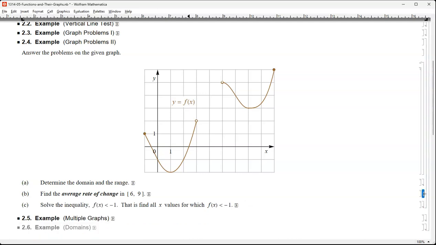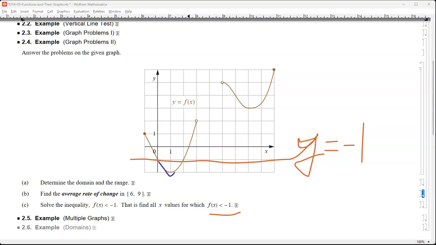Okay, solve the inequality f of x is less than -1. Find all x values in which f of x is less than -1. Y is -1, so where is that line? So y equals -1 is right here. And then less than -1, so down below. So we want part of the curve that goes down below. And then we have to discard all part of the curve that are above this.